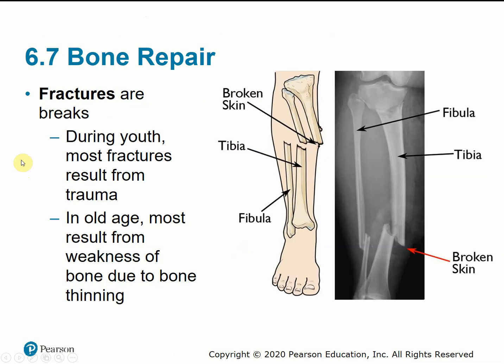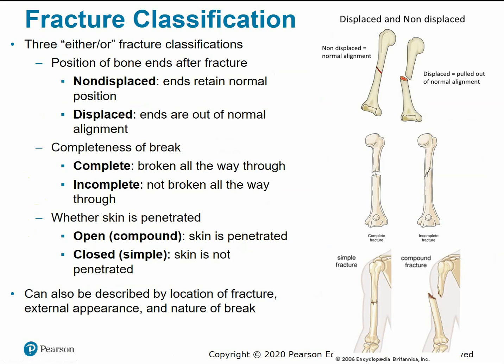Fractures are when the bone has been broken. So most fractures result from some type of trauma in young individuals. In older individuals, it can result from just weakness of bone due to bone loss and thinning. So there's three main ways that we classify fractures or bone breaks.